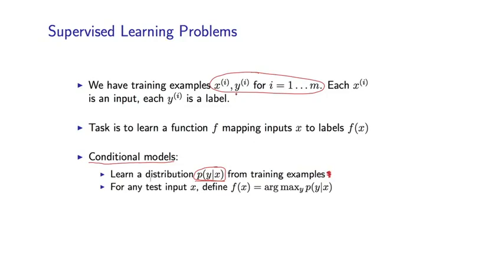In a second step, for any test input x, we simply define f of x to be the y that maximizes this conditional probability. So in applying this model that we've learned, we take an input x as the input to the model, search through all the different possible labels y, and return the most likely y under this conditional model. Okay, so that's a conditional model. It's a very natural approach. It's probably one of the first things you would think of for these tasks, but as I'll show in a second, there is an alternative, so-called generative models.